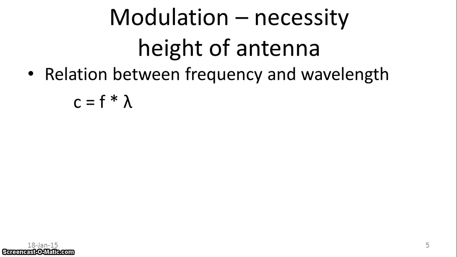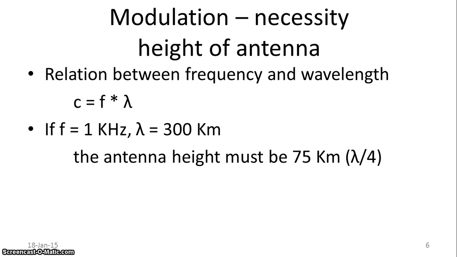So according to this relation, if I assume that the frequency of the signal to be transmitted is 1 kHz, then according to the formula we can evaluate the value of lambda to be equal to 300 kilometers. Corresponding to this, the height of the antenna must be 75 kilometers, which is not at all a practical value.